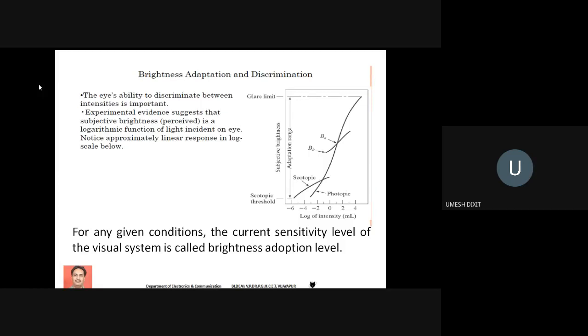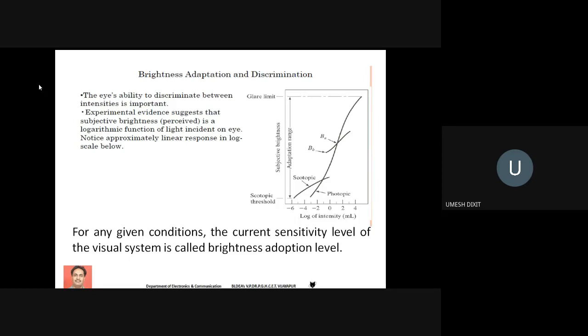In the slide I have shown the graph, the curve BA, that is subjective brightness. It indicates adaptive brightness for a particular condition. Just remember, brightness adaptation means for any given conditions the current sensitivity level of the visual system. Because the discrimination of intensities by the human eye is limited, we cannot identify all the brightness levels or intensity levels. This is the first term we have.